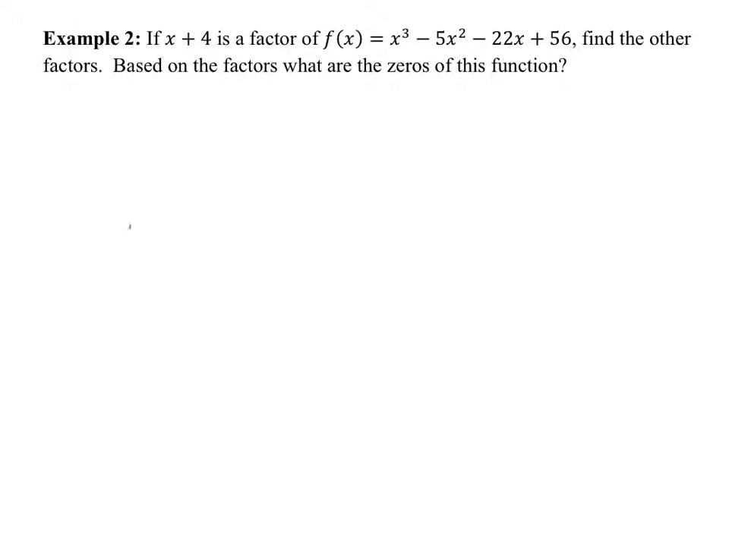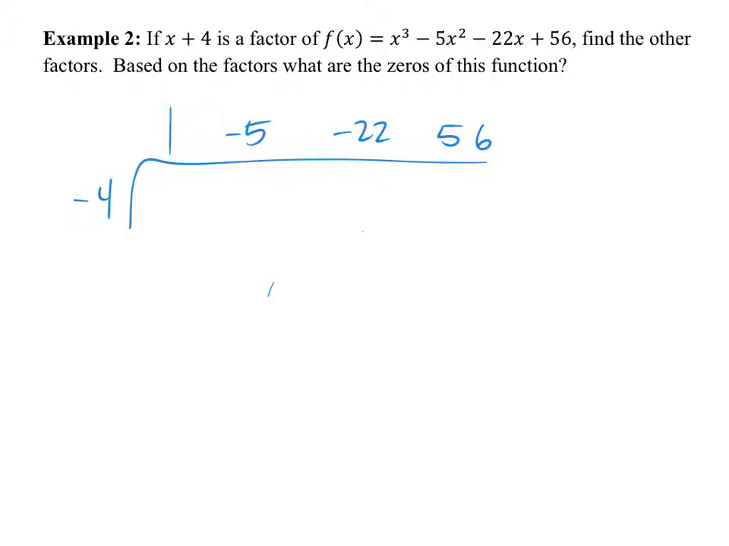Up top, I've got 1, -5, -22, 56. Outside, I've got a -4. Again, why am I allowed to put a -4 there? Because if something is a factor, it means that if I divide by it, it'll divide evenly. So really this problem is telling me, divide by x plus 4. If I'm dividing by x plus 4, I'm really just putting a -4 out in front.